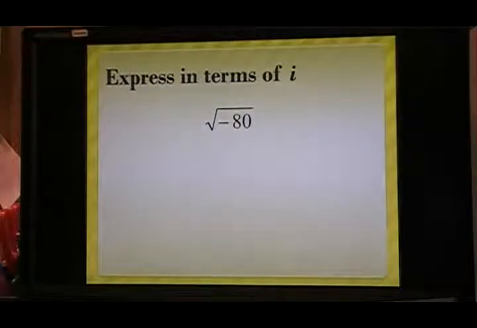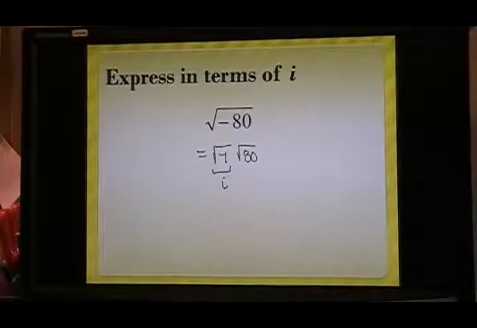So if I want to express this square root of -80 in terms of i, we've talked about our product rule. If we think about that, -80 is the same as -1 times 80. So this is the same thing as the square root of -1 times the square root of 80. By definition, the square root of -1 is i. Okay? If you just write i root 80, that is not fully simplified.